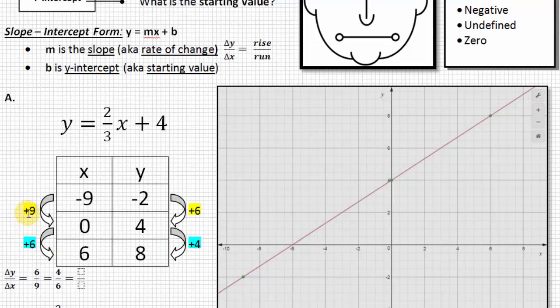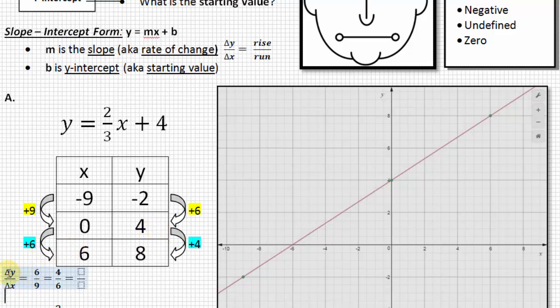So let's compare. Here you can see I found, on the left side of my table, the x side, my change in x from -9 to 0 was +9, and from 0 to 6 was +6. And then for my change in y, from -2 to 4 was +6, and from 4 to 8 was +4. So at first glance, we're thinking, uh-oh, these values are all different, but remember, we need to look a little closer, and I hinted at this previously in class.